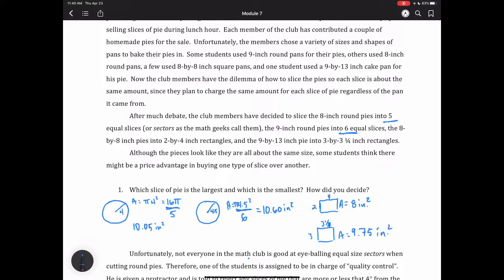Okay, so all 4 of our pies are represented now. Which piece is the largest? Well, it looks like that 9-inch pie is the largest. And which piece is the smallest? Based off our calculations, the 8 by 8 inch pie is going to be the smallest.